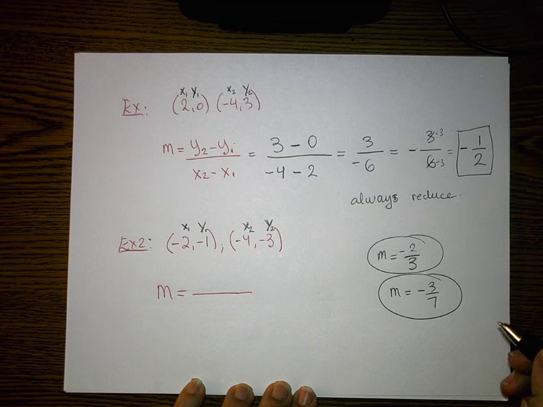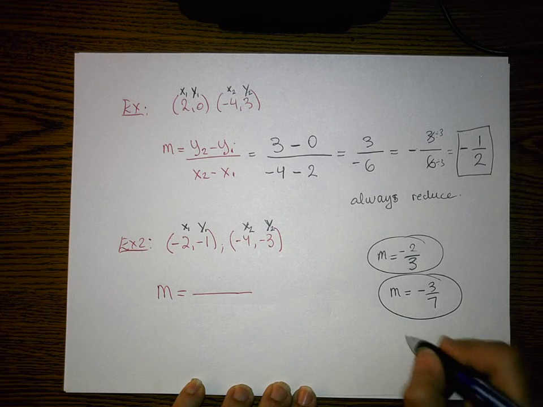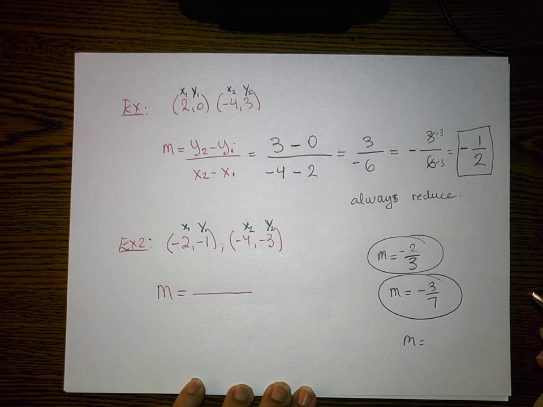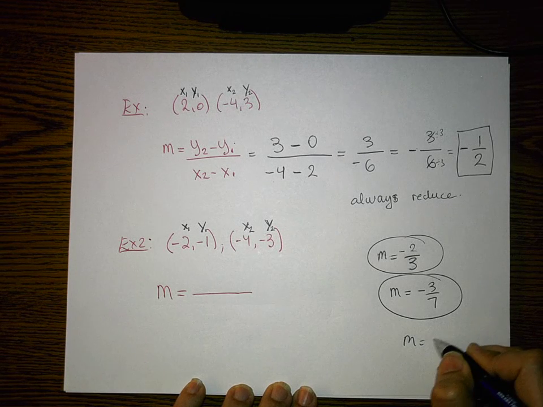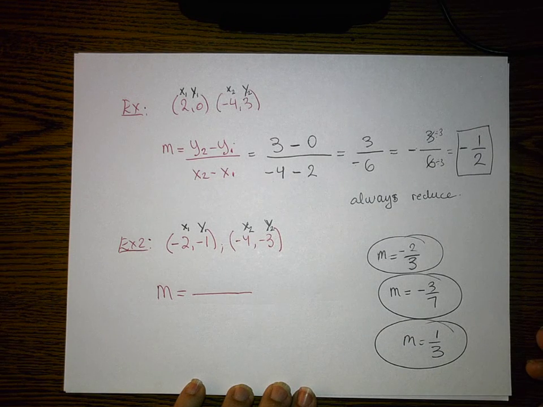Ray, what do you have? I got negative 2/3. Oh, same as up there. What do you have, Shelton? 1/3? That's so different from each other. Let's find out.